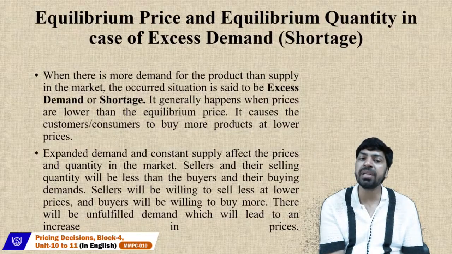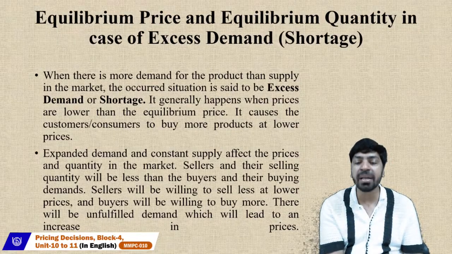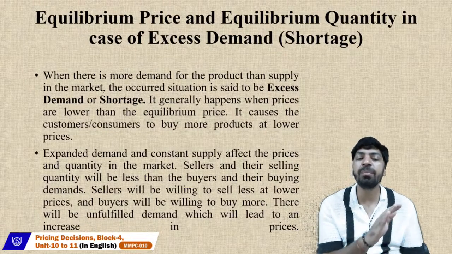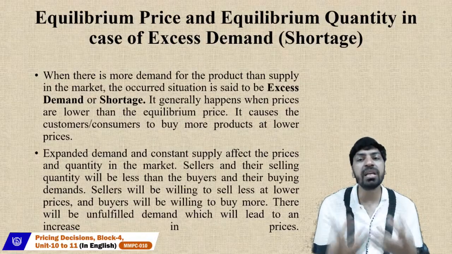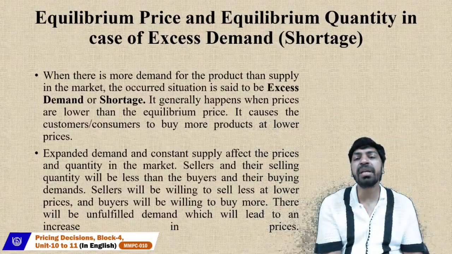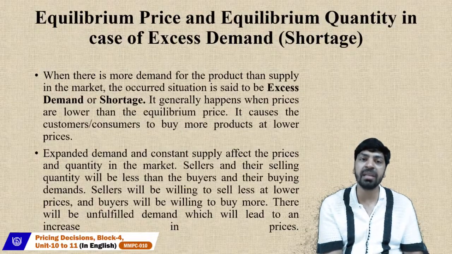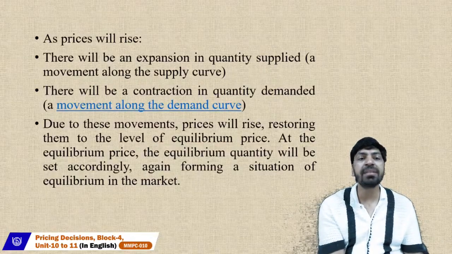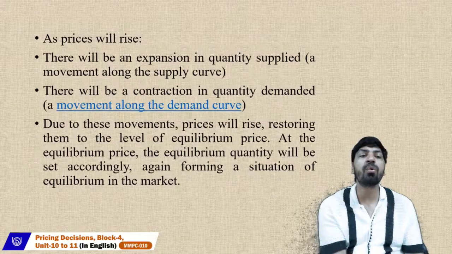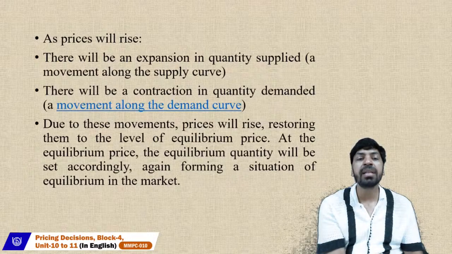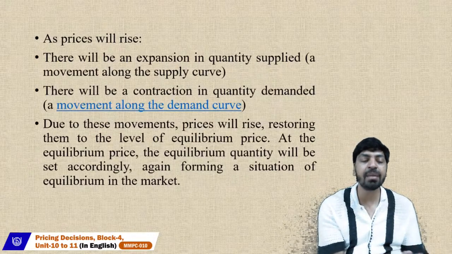Sellers and their selling units would be fewer than the buyers and their buying demands. So sellers are willing to sell at higher prices, and the buyers are willing to buy more and more products. This is called unfulfilled demand, which leads to an increase in prices. As price rises, there would be an expansion in the quantity supplied. In other words, we can call it a movement along the supply curve. That means a movement on the same supply curve.